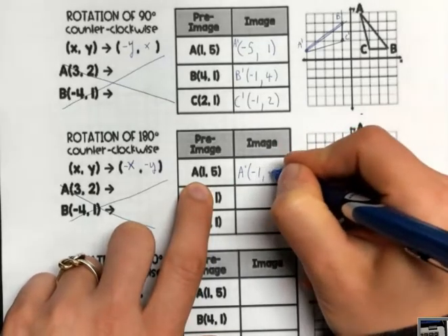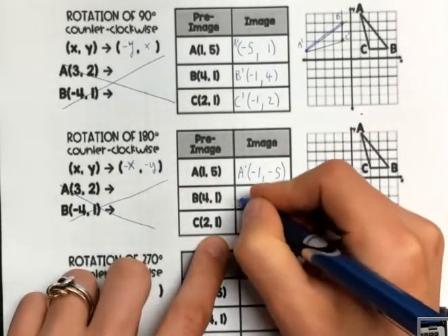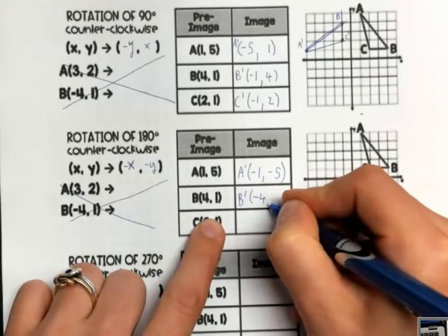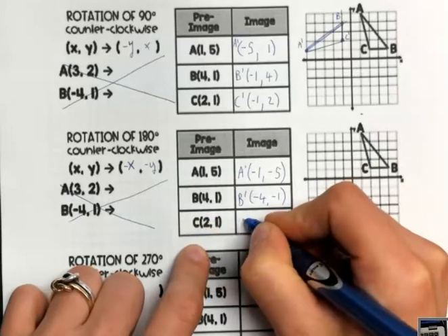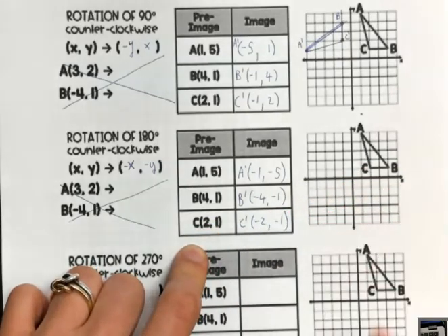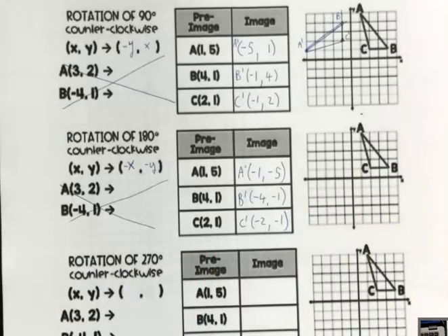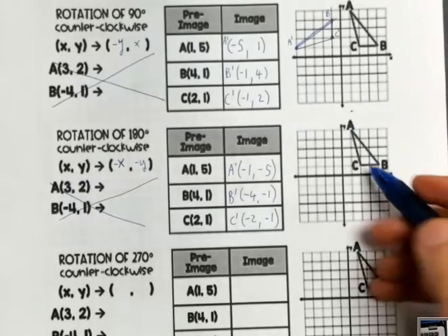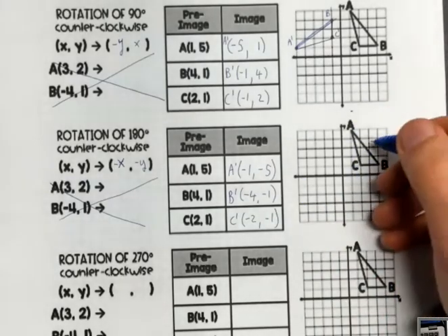So negative 1, negative 5. B prime will be negative 4 and negative 1. And C prime will be negative 2 and negative 1. Very simple, right? I know you guys will get this just fine. I'm so happy that you guys have your final exam on something so easy.